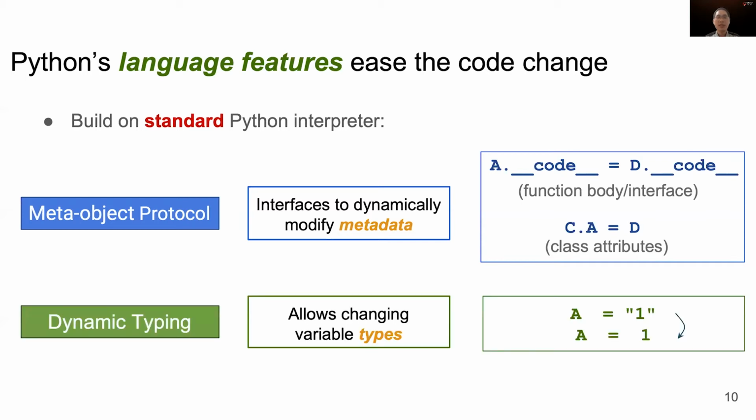The second feature is dynamic typing, which allows changing variable types during runtime. This is because Python defines and checks variable types at runtime. For example, a variable A can be changed from a string to an int.